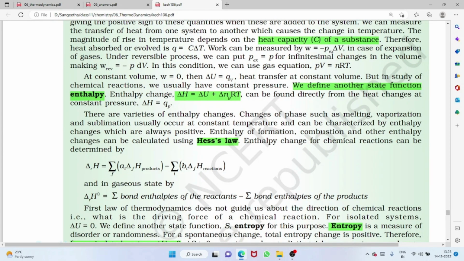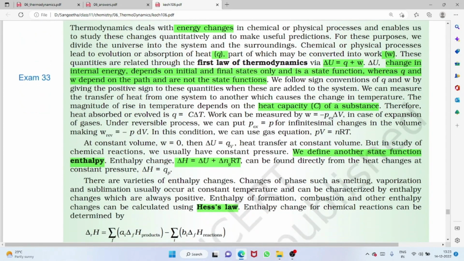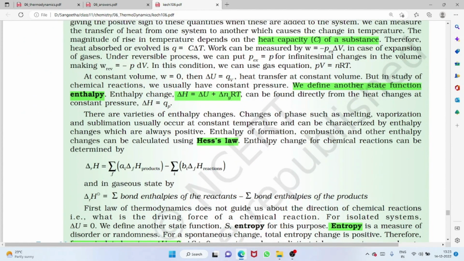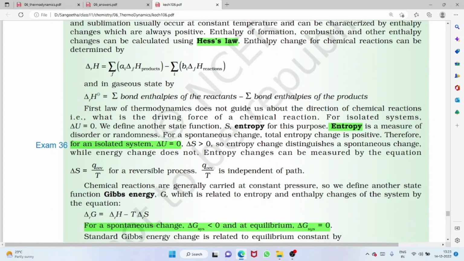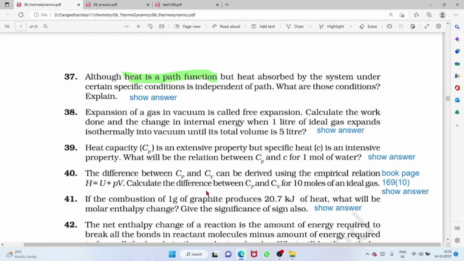Constant. For the isolated system, this value will be 0. W equal to 0. Isolated system, delta E equal to 0.